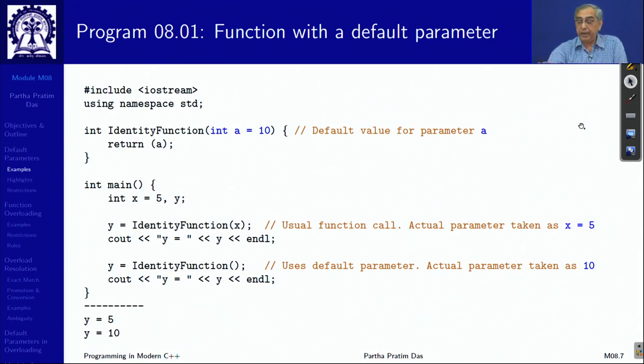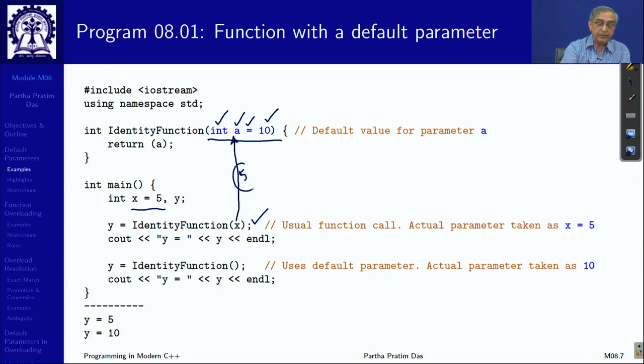So, let us see a simple example with one parameter which is default. So, this is how you write it. In the header of the function, after you have written the type and name of the parameter with the initialization symbol, you write a value. The idea for this is clear when you call the function. Now, if you call the function with x, which is initialized to 5, it is taken to be x, which is 5, normal call.